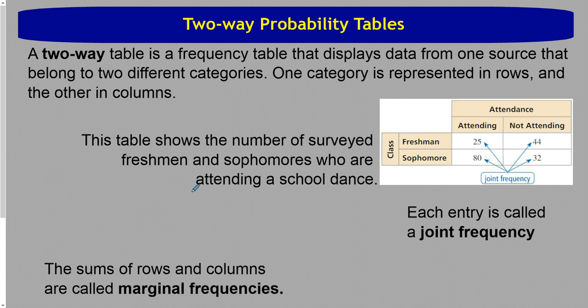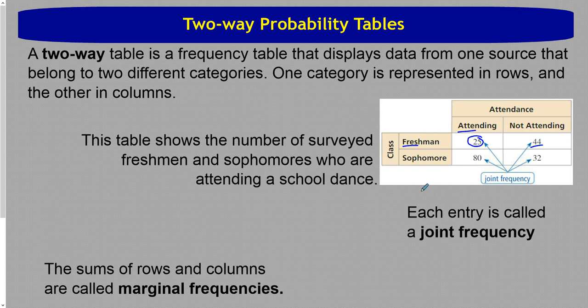So if we look at this example table here, we have the number of students, freshmen and sophomores, who were surveyed about whether or not they are attending a school dance. Each entry in the table is called a joint frequency. So these four numbers in the table are called joint frequencies. You can see that 25 freshmen are attending the dance. 44 freshmen are not attending the dance. 80 sophomores are attending, and 32 sophomores are not attending. That's how we read the table.